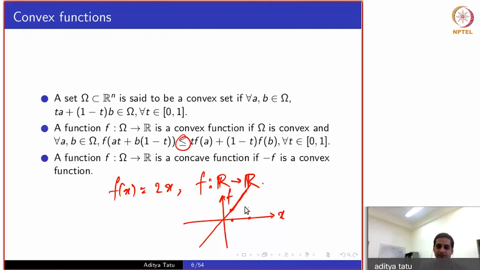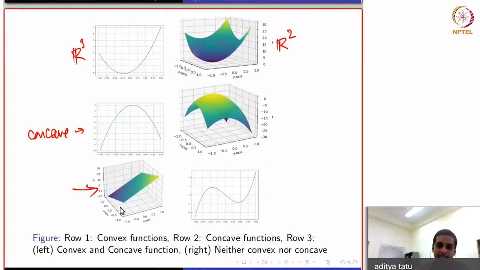How about minus f? Minus f would look like this. Just assume this passes through the origin. I'm not very good at drawing. This would also satisfy the definition of convexity. Okay, and therefore f is both a convex and a concave function. Okay, so any linear function is both linear and affine. So this type of function is both convex and concave.